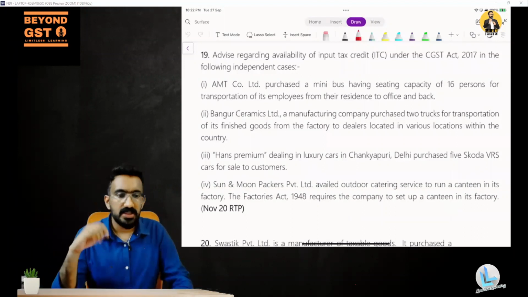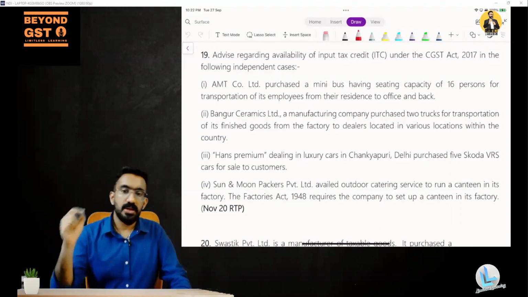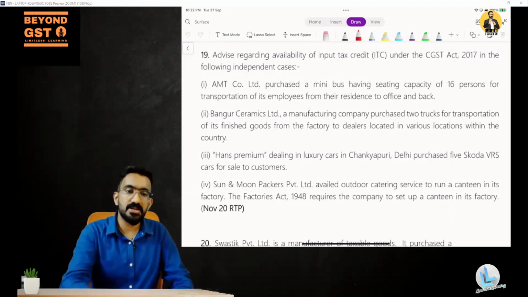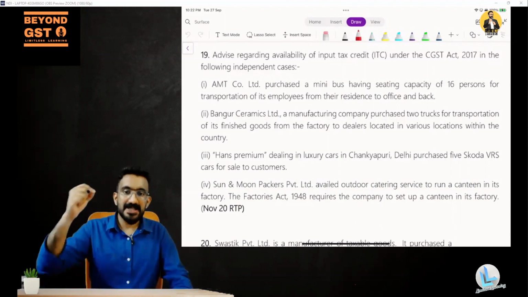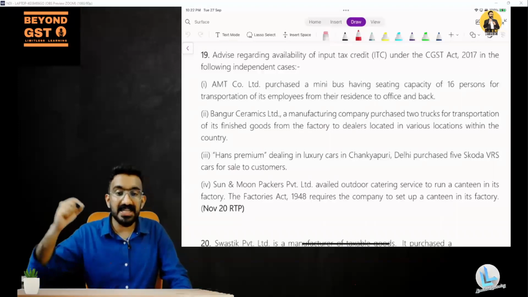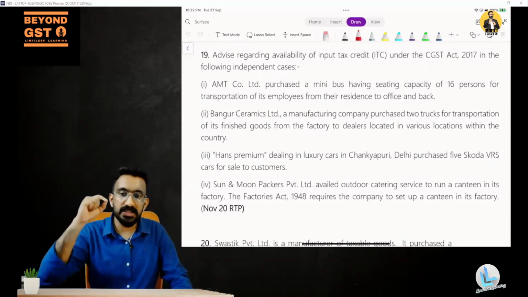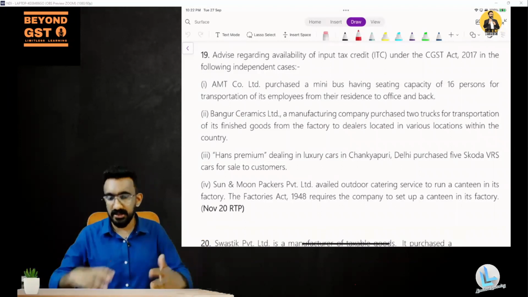Fourth question. Sun and Moon Packers Private Limited availed outdoor catering services to run canteen in its factory. But the Factories Act 1948 requires the company to set up a canteen in its factory. Can they take the credit? Yes, because Sun and Moon Packers took the outdoor catering services to meet a statutory obligation. So that is an exception. They can take credit on this outdoor catering service as well. So all the cases are exceptions where they can take the credit.